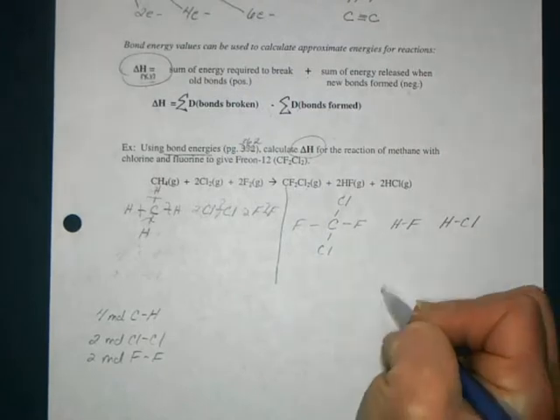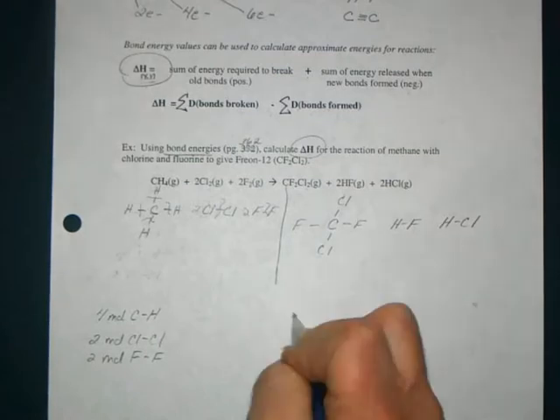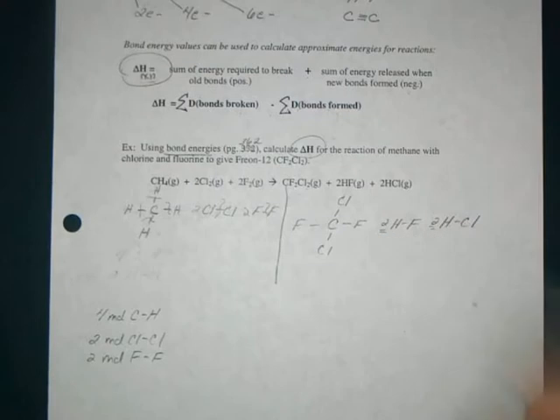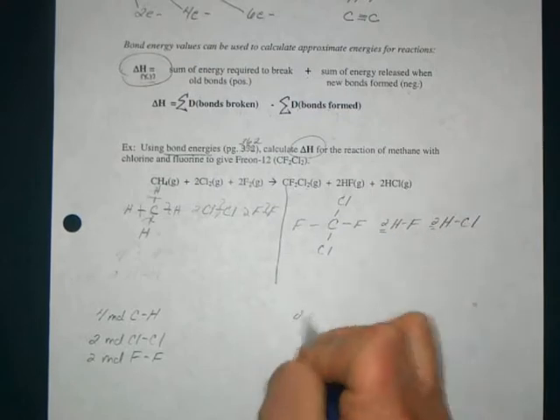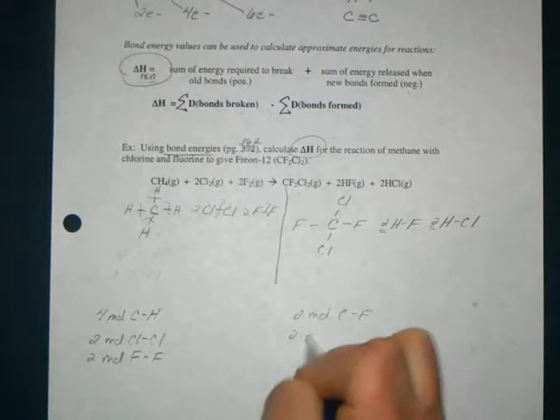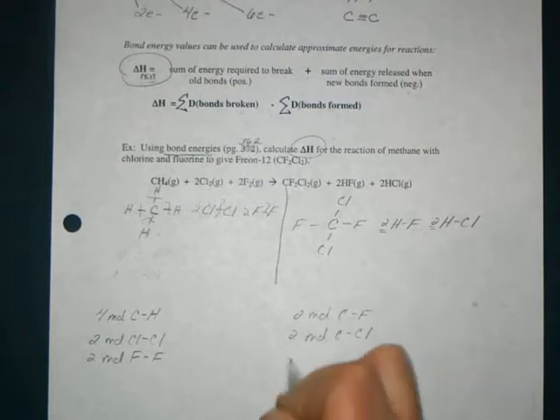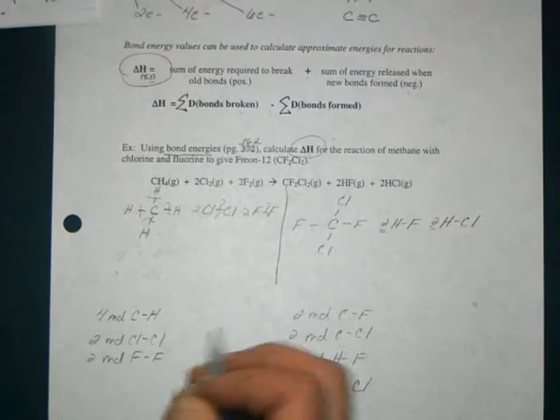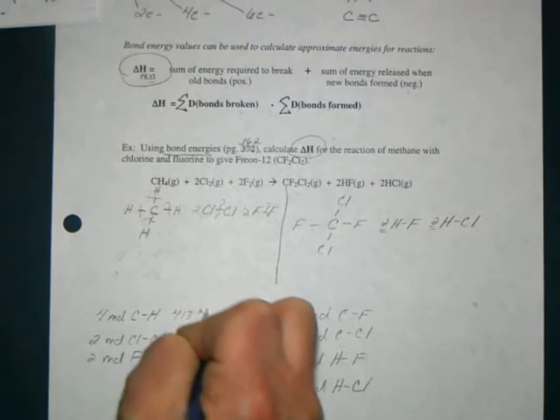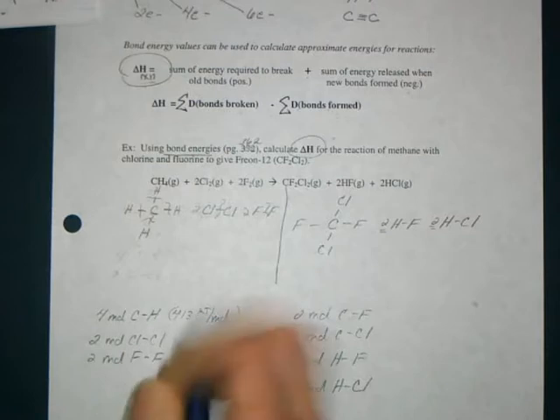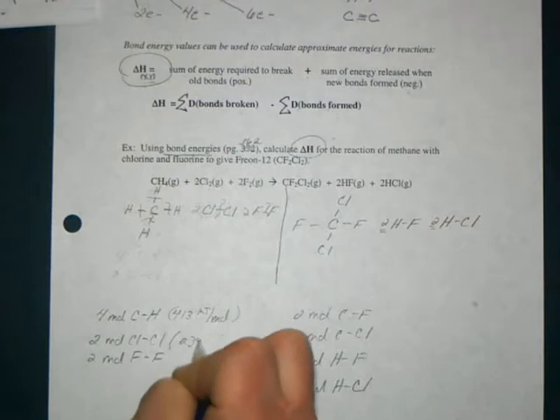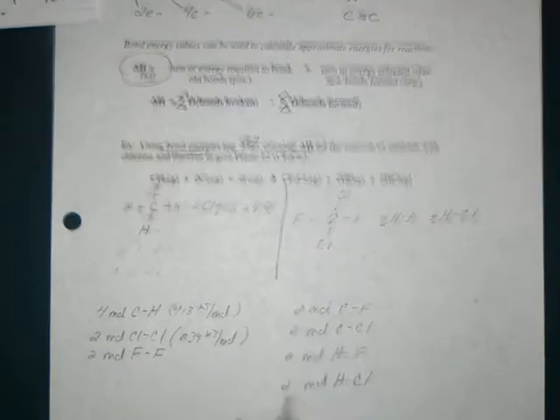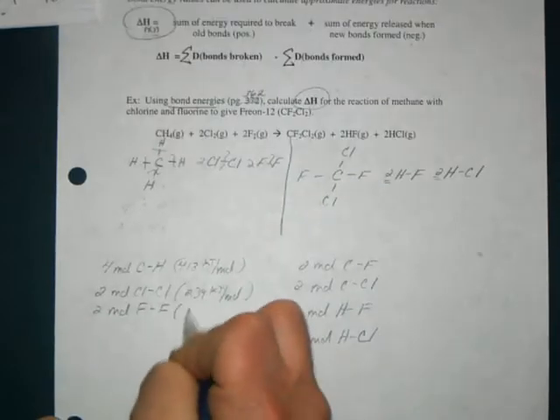On the product side, all of these bonds are being made, and I need a coefficient of 1 and a coefficient of 1. So I have 1 mole of carbon-fluorine that I'm making, 1 mole of carbon-chlorine that I'm making, 1 mole of hydrogen-fluorine, and 1 mole of hydrogen-chlorine. Our bond energies, if we go and obtain them, for the carbon-hydrogen, it's 413 kilojoules per mole, so I'll need to multiply by 4. The chlorine-chlorine is 239, and the fluorine-fluorine is 154.